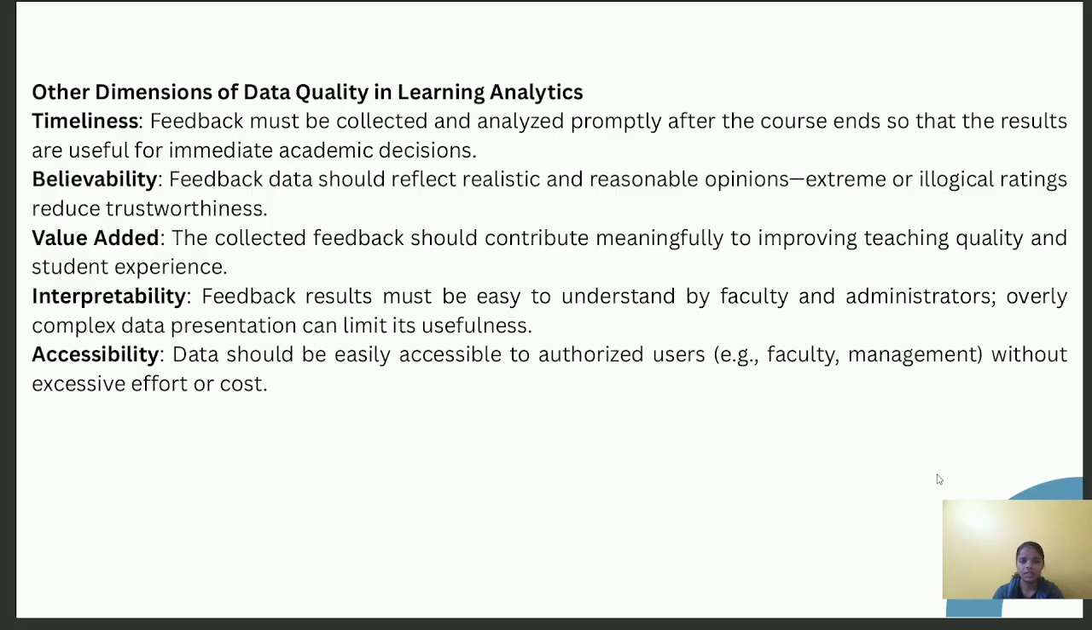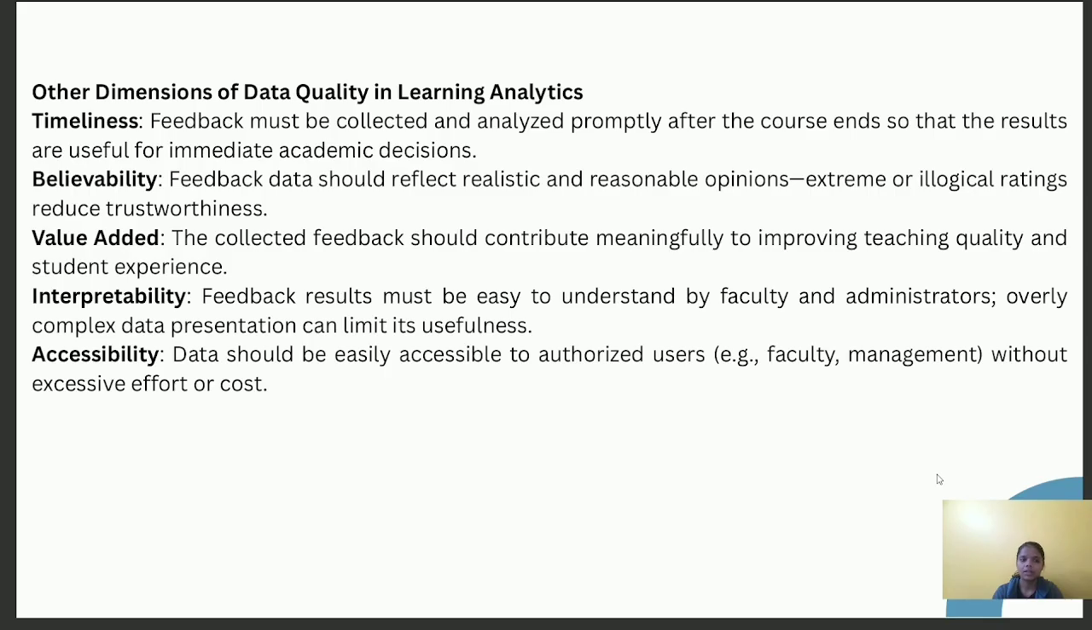Other dimensions of the data quality in learning analytics are timeliness. Timeliness: here, the feedback must be collected and analyzed promptly after the course ends so that the results are useful for immediate academic decisions. Reliability: here, feedback data should reflect realistic and reasonable opinions. Extreme or illogical ratings reduce trustworthiness.